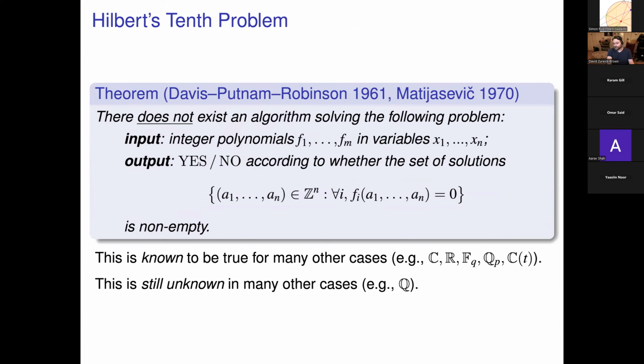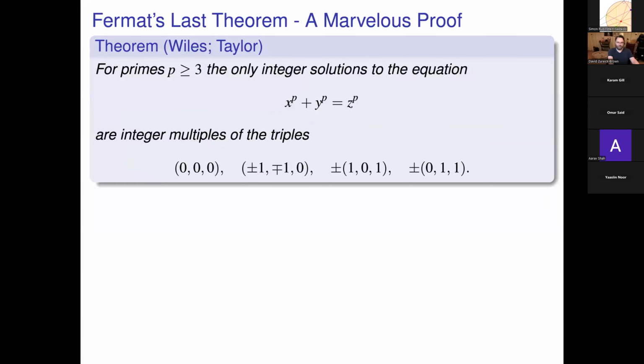For other rings, the answer may be yes or it may be no. Over the complex numbers, yes. For the real numbers, elimination of quantifiers works. For a finite field, trying everything actually works. And then surprisingly, it's still unknown over the rational numbers. The implication goes the wrong way: if you could solve it over the rationals, you could clear denominators and solve it over the integers.